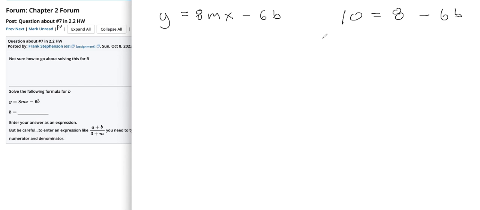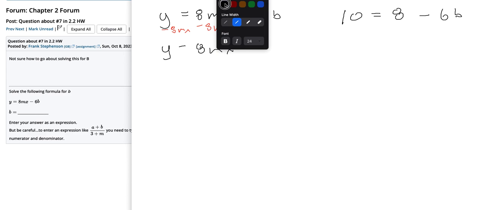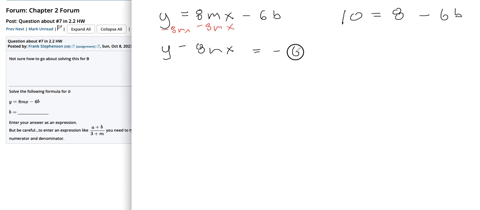I think I'll go ahead and do that over here. So if I subtract this term over, I will have y minus 8mx, because what I'm doing is I'm going minus 8mx on both sides. And then that equals this negative 6b. I don't love that negative.